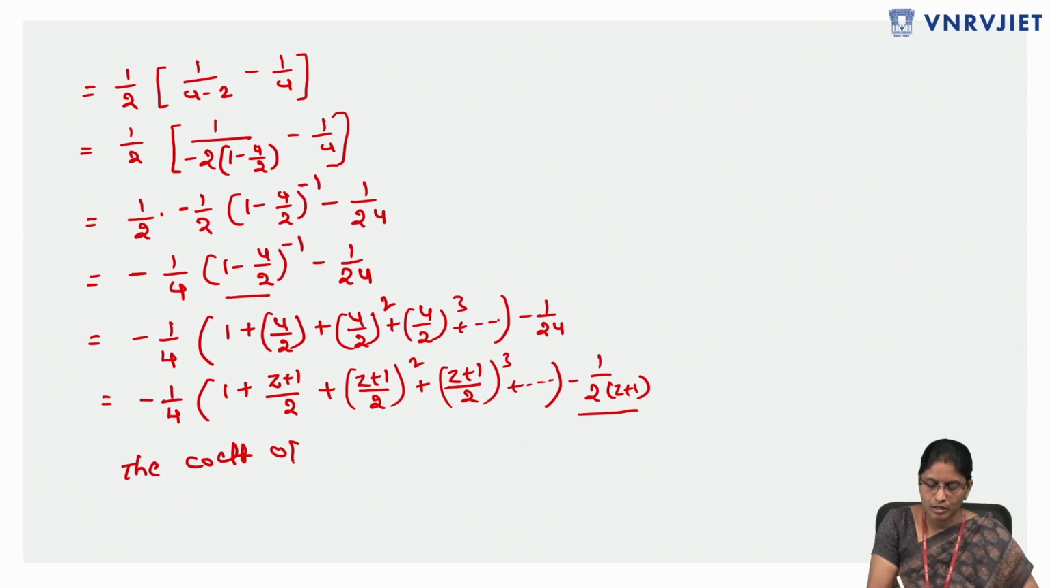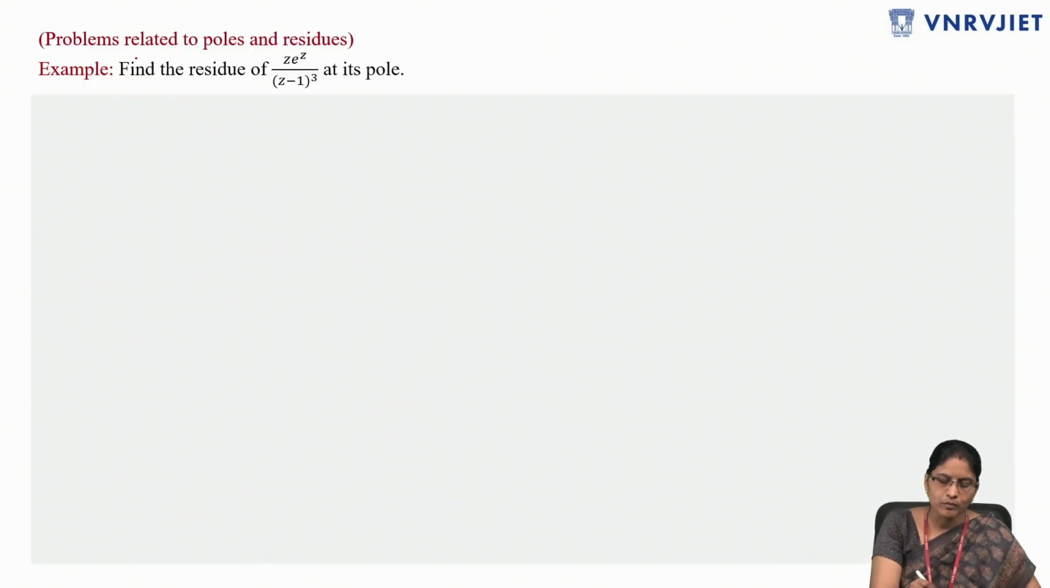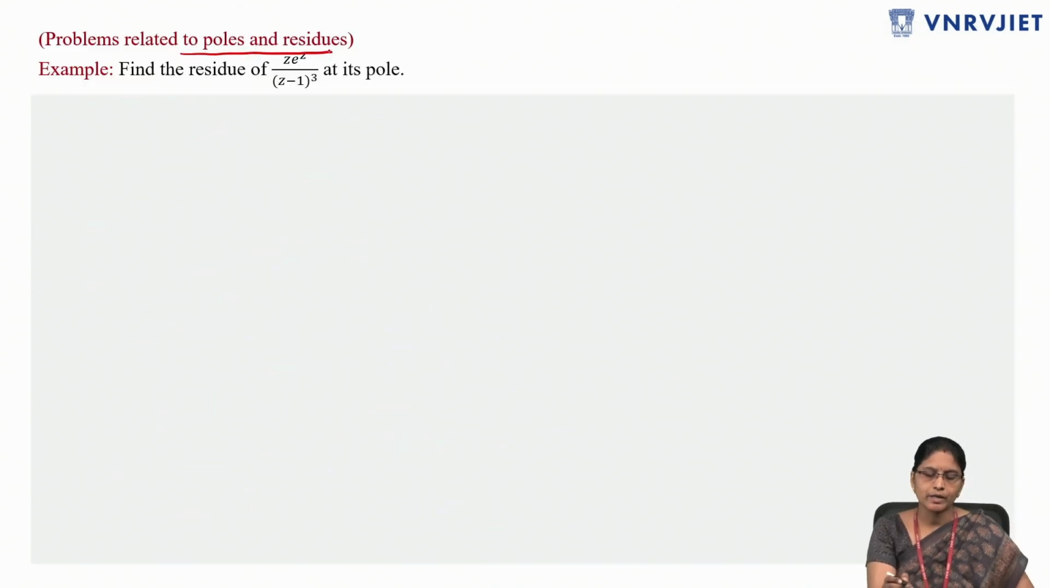The coefficient of 1 by z plus 1 is minus 1 by 2. Therefore, the residue at z is equal to minus 1 is minus 1 by 2. This is the problem which is related to poles and residues. This is an alternate method to find out the residues.